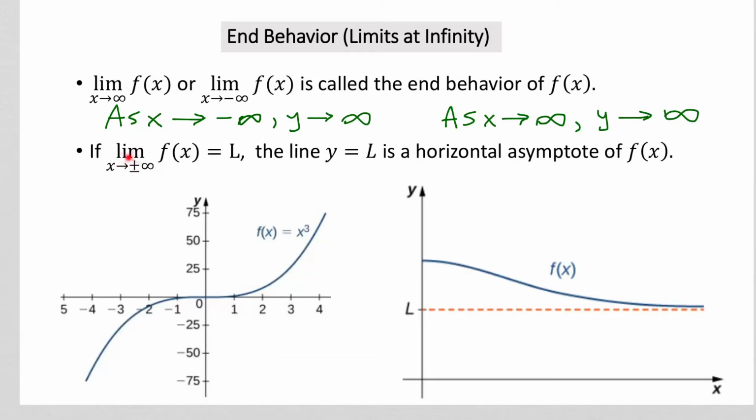Looking at this picture here, we have a horizontal asymptote indicated by this line. So if the limit as x approaches either positive or negative infinity of your function is some real number L, then the line y is equal to L is called the horizontal asymptote of f of x.